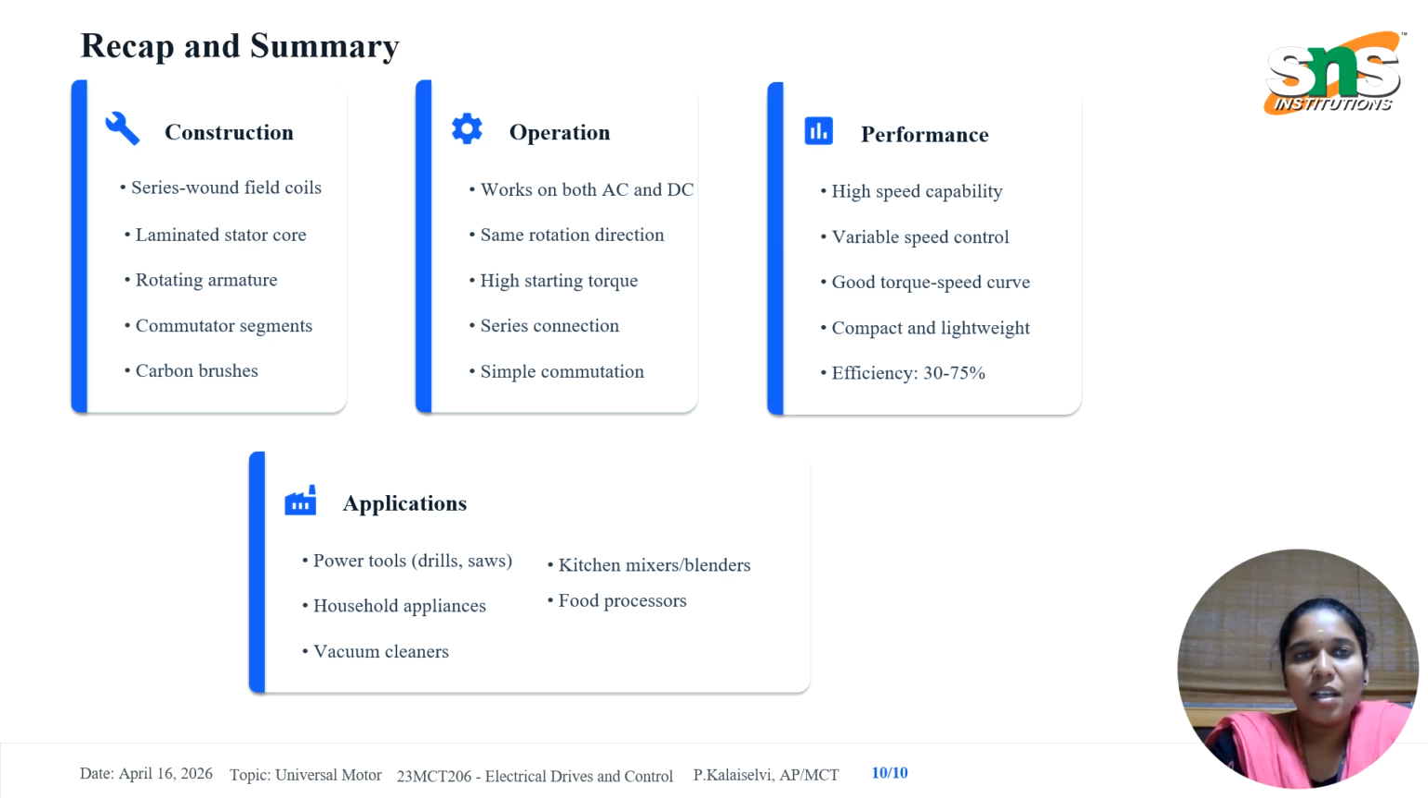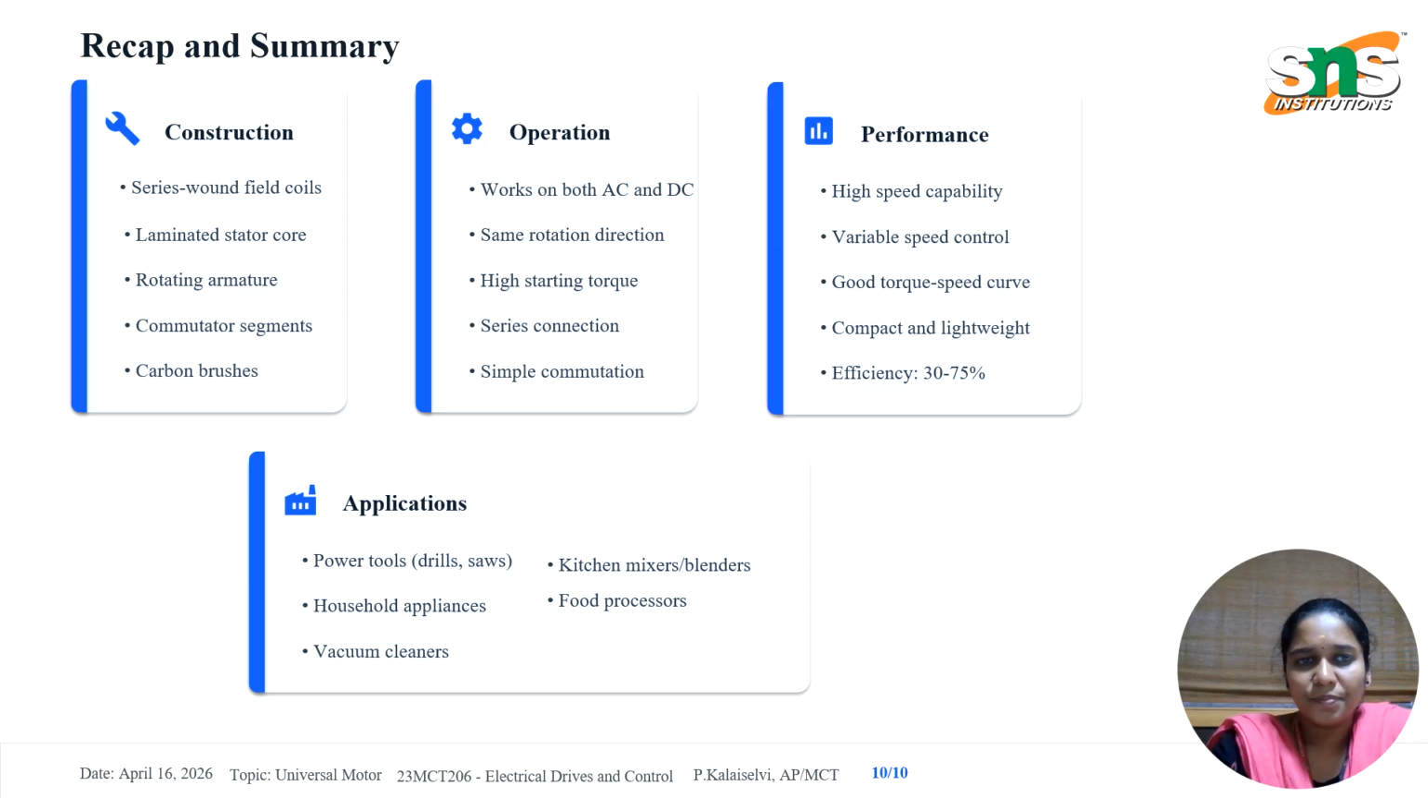Now let us take the limitations. Some of the limitations are lower efficiency compared to induction motors, brush and commutator maintenance required from time to time, noise and sparking at the brushes, and not being suitable for continuous heavy industrial use. These are the main limitations of the universal motor.